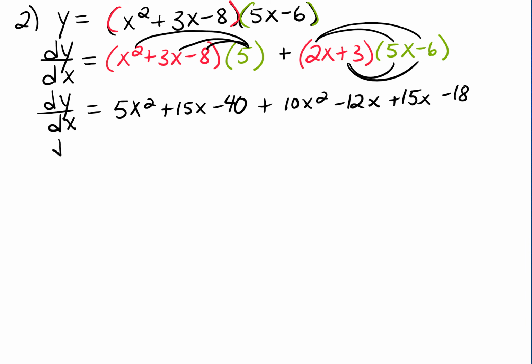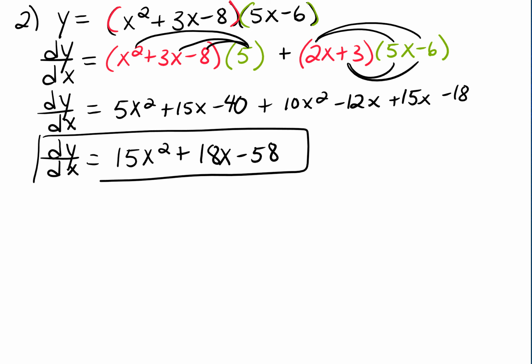Now I did multiply that out completely, showed all of the different steps, because at this point we have to combine like terms anyway, so we get a final answer of 15x squared plus 18x minus 58. And for now, with these, stick with doing it with the product rule to get good practice, especially with these that are a little easier.